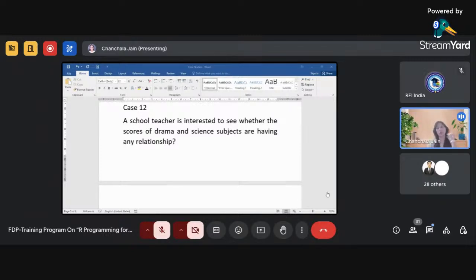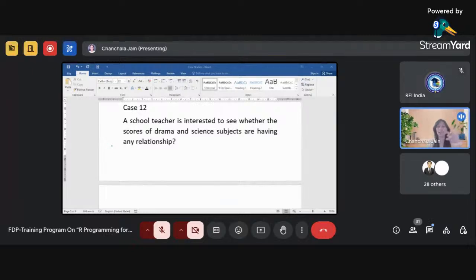Okay, I am concluding my opinion for the same. According to me, it should be a case of dependent sample t-tests. Reason being, when I read the situation, a school teacher is interested to see whether the scores of drama and science subjects are having any relationship.